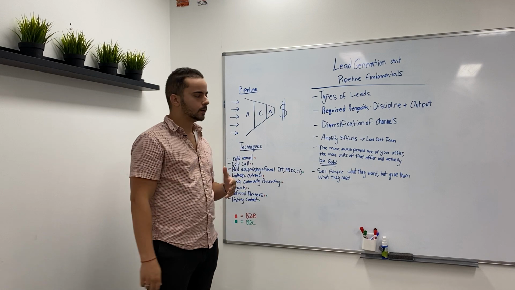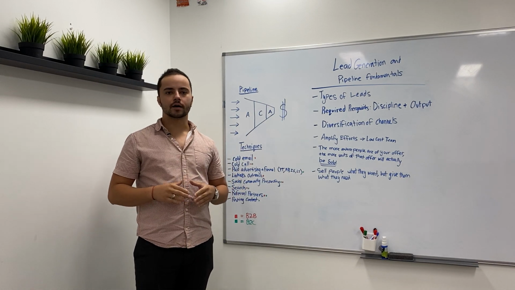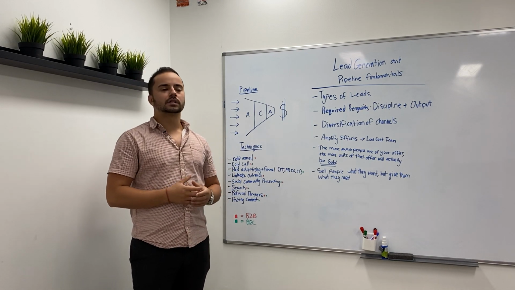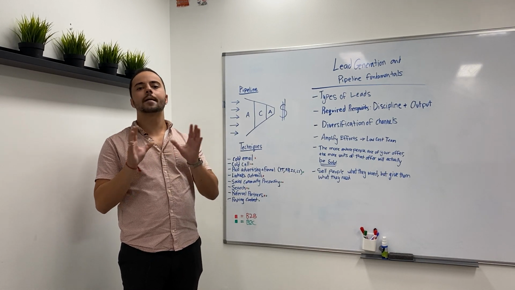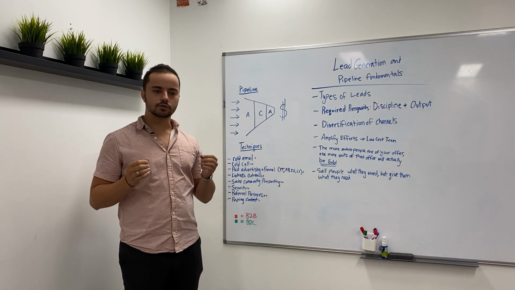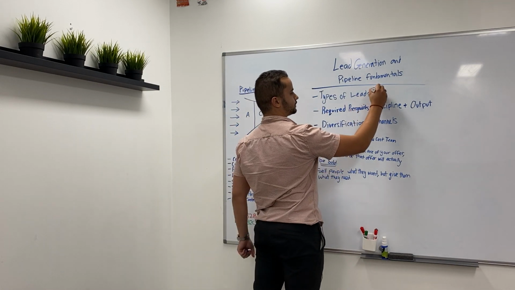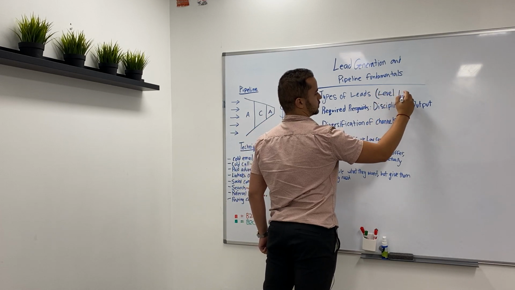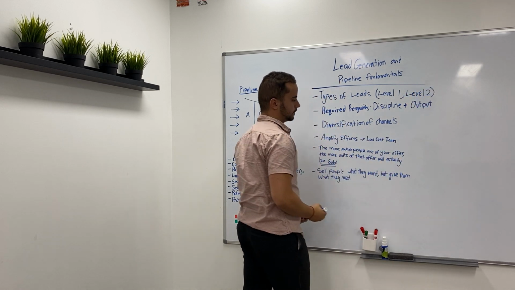So basically, you have two main types of leads, okay? You have the level ones, and then you have the level twos, is what we call them, okay? So the level twos, let's start with those. Those are MQLs, okay, which stands for Marketing Qualified Leads. So there's two types of leads. Let's write them down. So you have level one, and then you have level two, right?